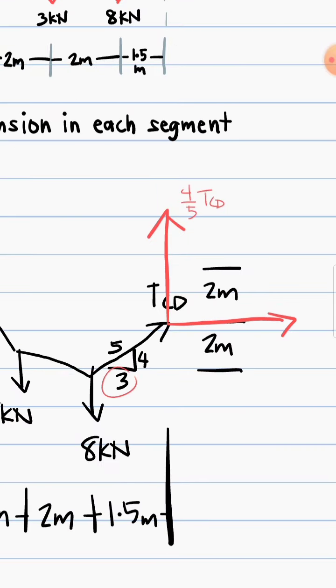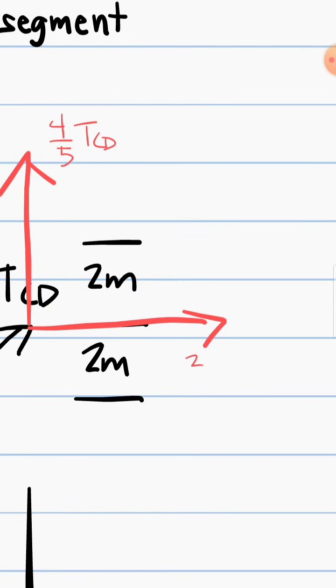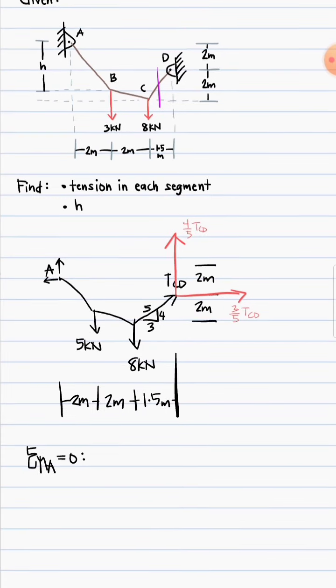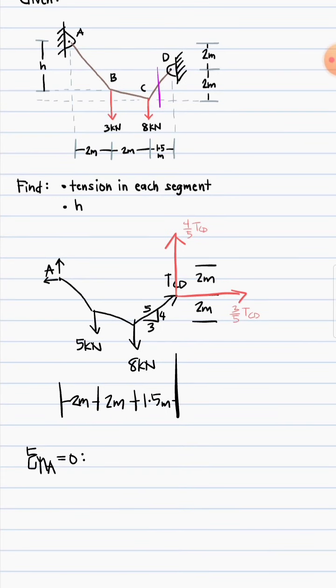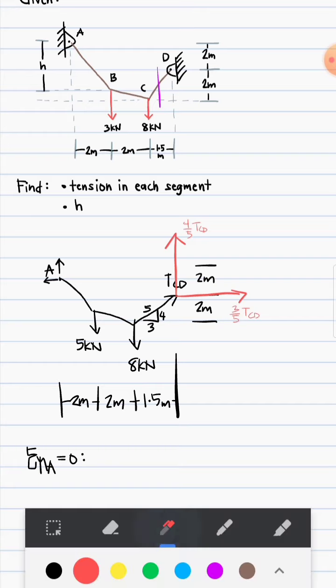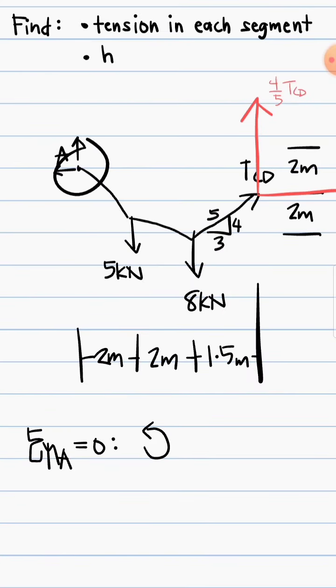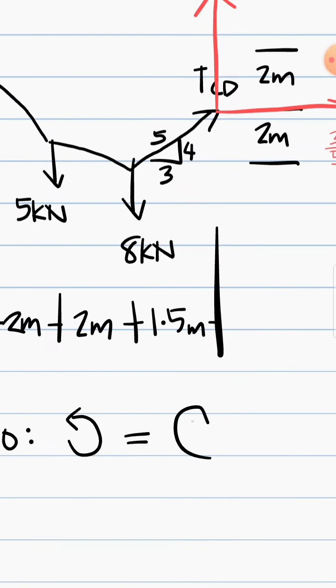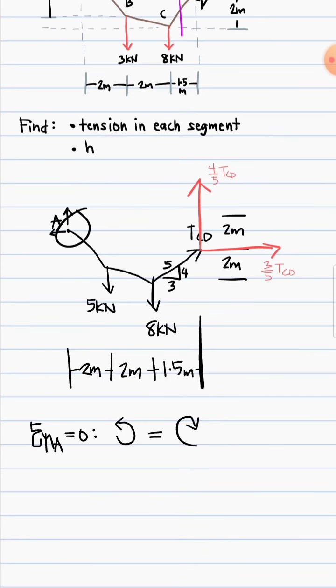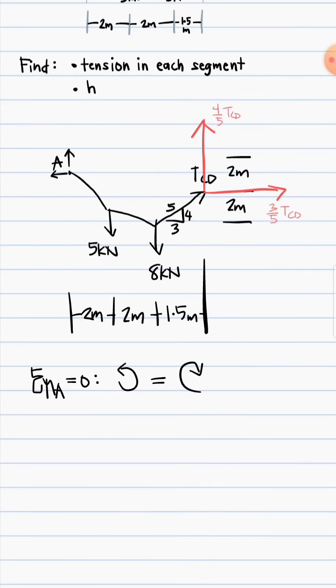And its horizontal is just 3/5 TCD. Just like that. Now it's easier to take the moment. Summation of moment at A: all the forces that cause counterclockwise rotation about A is equal to all the forces that cause clockwise moment at A. So what are these forces that cause counterclockwise about point A?